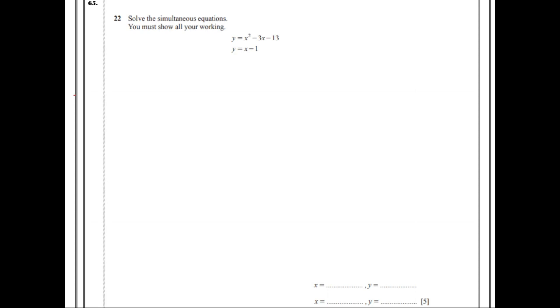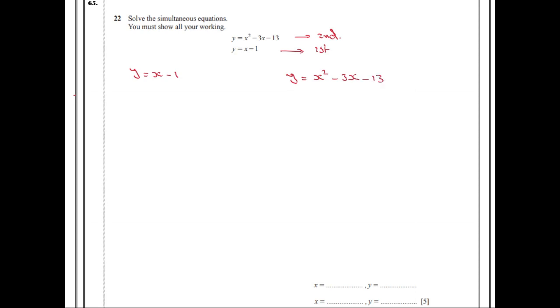طيب يبقى انا هنا لازم اكون مركز ان ده simultaneous first degree with second degree. الايكويشن دي first degree equation والايكويشن دي second degree equation. The first degree equation: y equals x minus 1. The second degree equation: y equals x squared minus 3x minus 13.